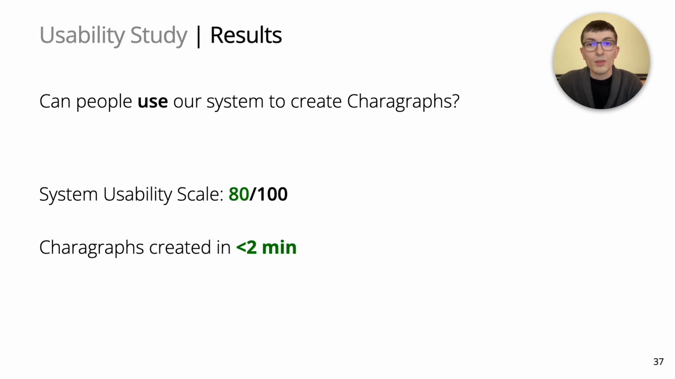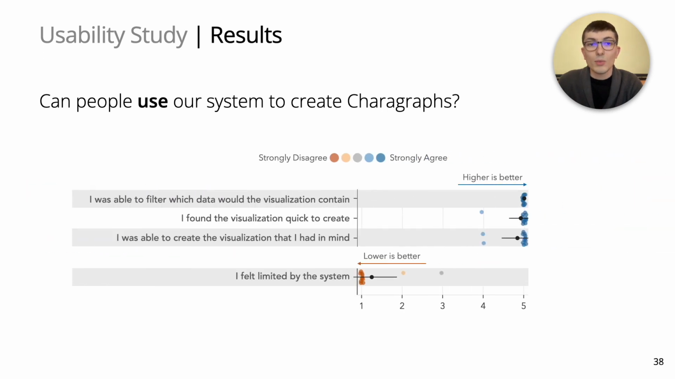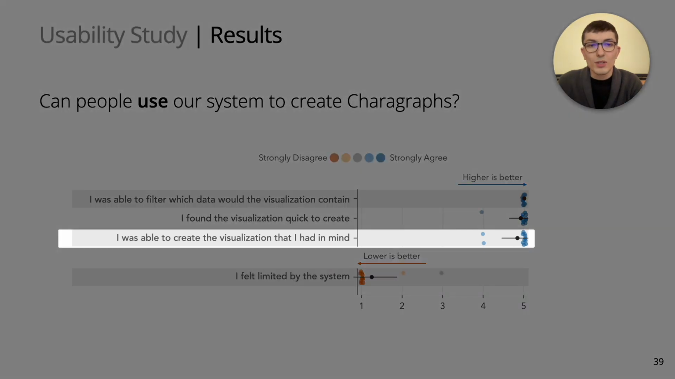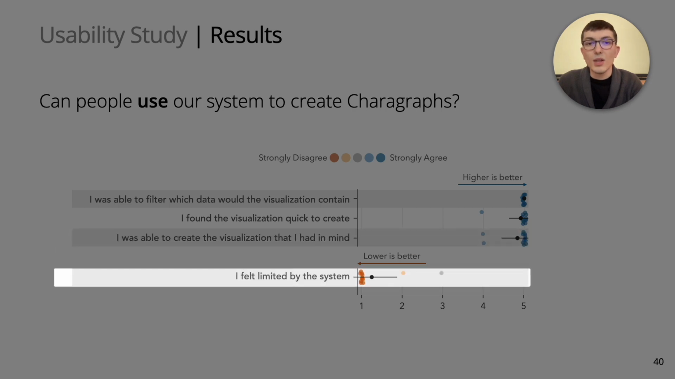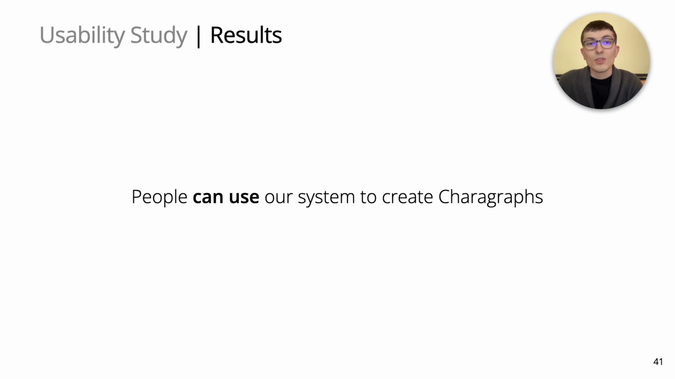They also gave the system a high score on the System Usability Scale. And they rated positively statements about the system. For example, participants were able to create what they had in mind, and they did not feel limited by the system. So we can cautiously say that people are able to use our system. But that does not tell us if they benefit from having those charagraphs.